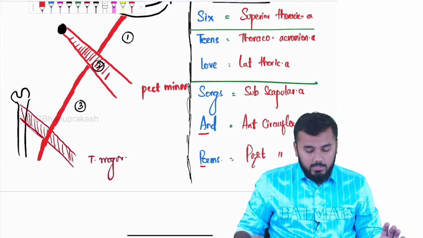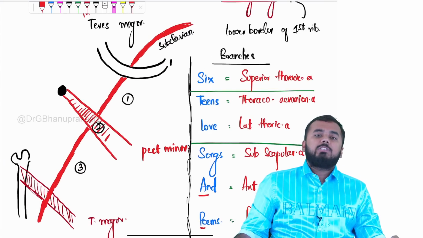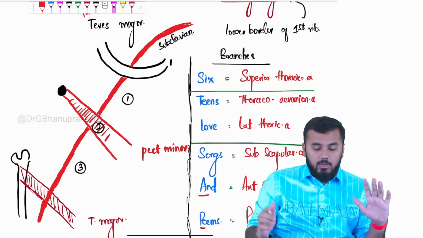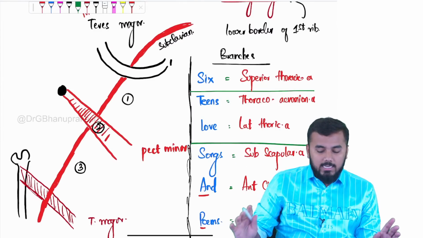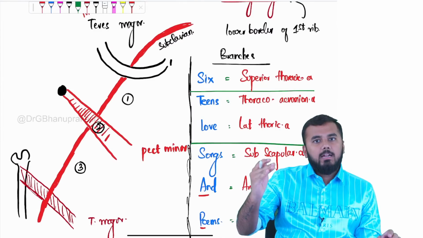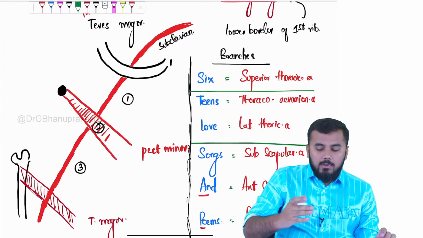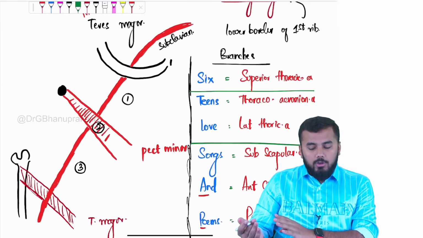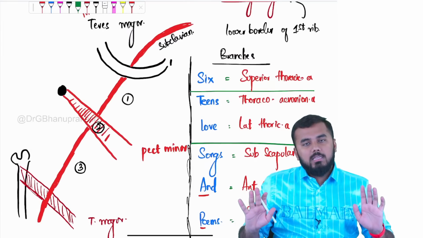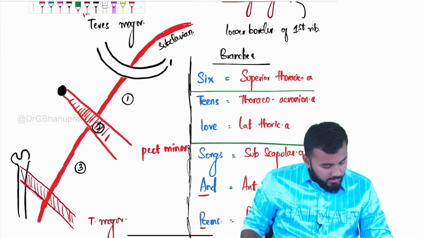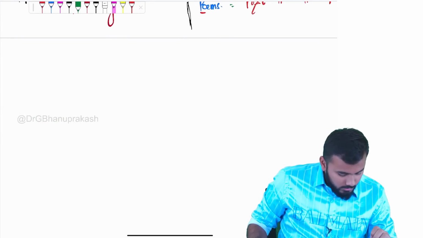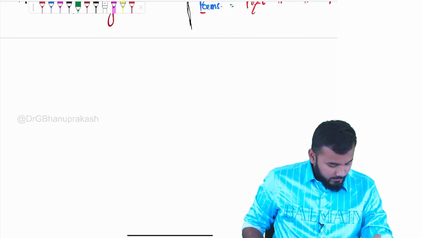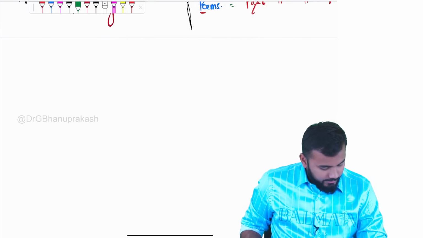So these are the branches, guys. Sir, should I really remember all these pictures? You need not remember any picture. What you need to remember is the course of this axillary artery, from where it started, how it passes above and below the muscle, how many parts, and next the branches. So these are enough. Did everyone understand this?